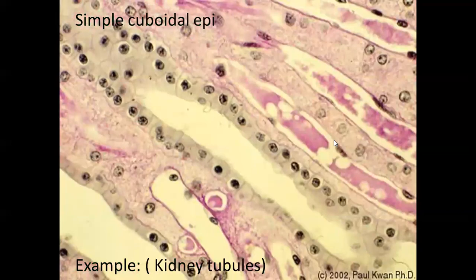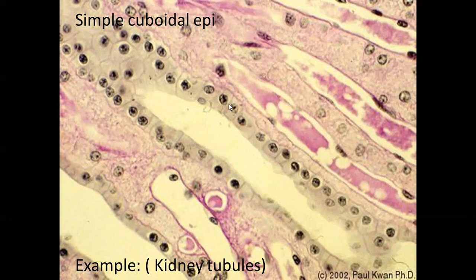Another slide. Taken from which tissue? From the kidney tubule. This tubule of the kidney is lined by what? The tubule of the kidney is lined by simple cuboidal epithelium. Why do we call this simple? Because it consists of one layer, one layer of epithelial cells. For this reason it is called simple.